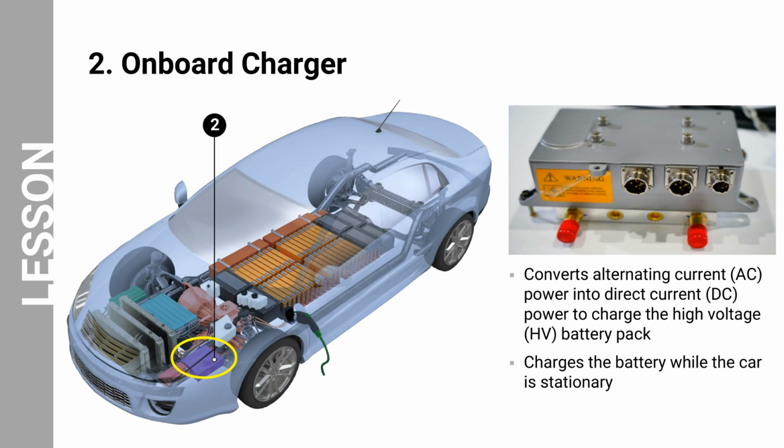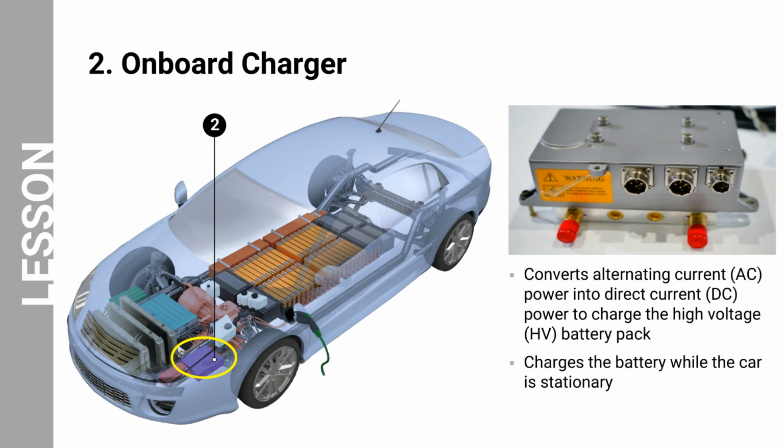Let us now look at the onboard charger. It is a device that converts alternating current, abbreviated as AC, from an external power source to direct current, abbreviated as DC, which can be used to charge the battery pack of a BEV. This conversion process involves transforming the voltage and regulating the charging current to match the battery's requirements. It monitors the charging process to ensure the battery is charged safely and efficiently. It manages factors such as voltage levels and current flow to protect the battery from overcharging or overheating.